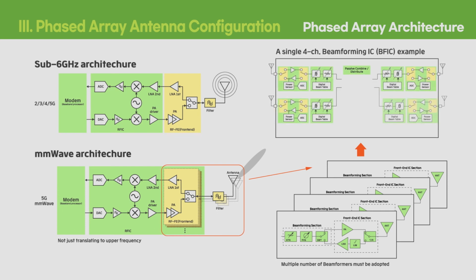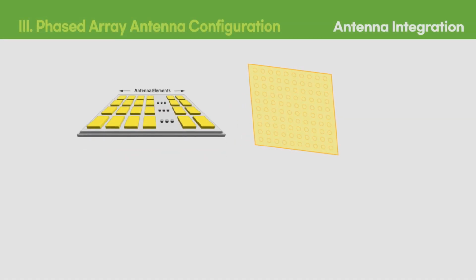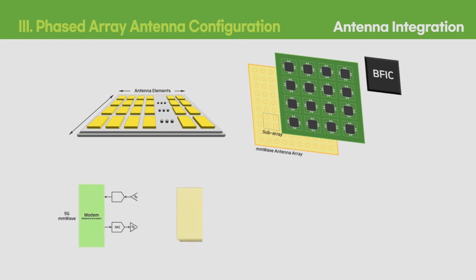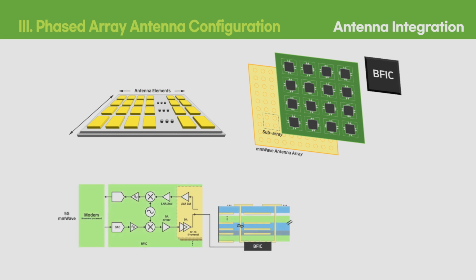This functionality is also handled by a beamforming IC. You can see an example of a 4-channel beamforming IC in the current slide. Thus, the appearance of the beamforming IC can be considered the main architectural difference from the previous generation. Multiple beamforming ICs are directly integrated with antenna elements, and this active integrated antenna array should be considered as a single module to be connected with the following transceiver stages.